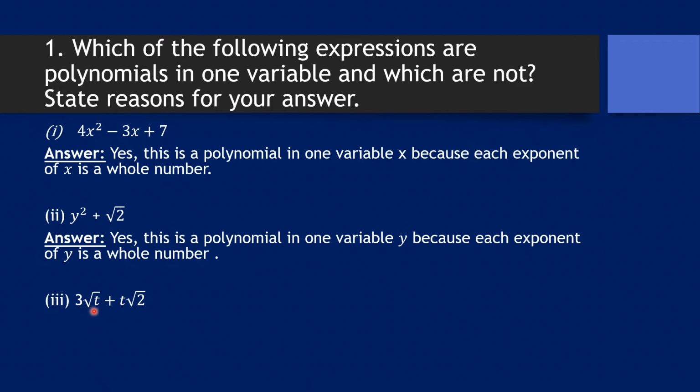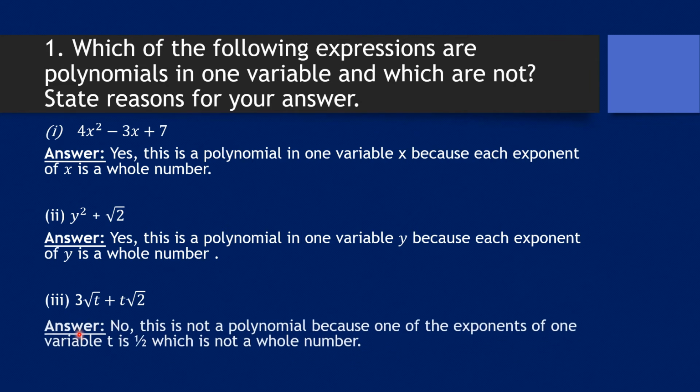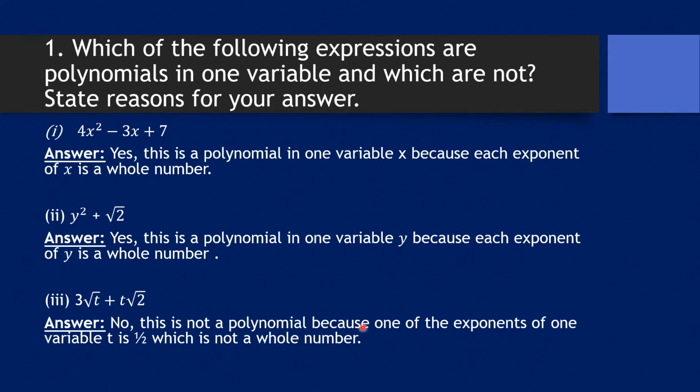3 root t plus t root 2. Here you can see that this variable t has a power of 1 by 2. So this will not be a polynomial because one of the exponents of the variable t is 1 by 2, which is not a whole number. Now let's move on to the next question.